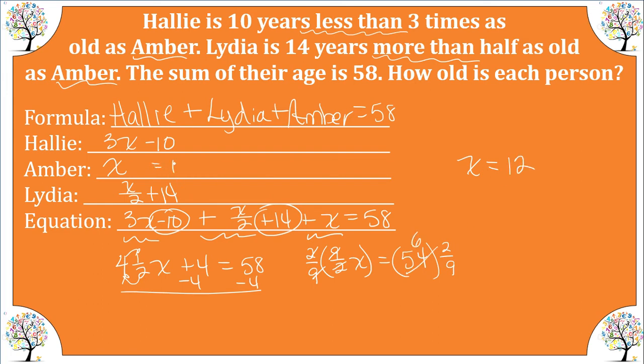So Amber is 12. Hallie is going to be 3 times 12 minus 10. 3 times 12 is 36 minus 10 is 26. So Hallie's 26. And Lydia is half of 12 plus 14. So half of 12 is 6 plus 14 is 20. So here are their ages.